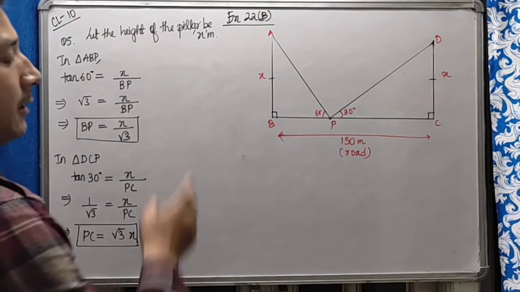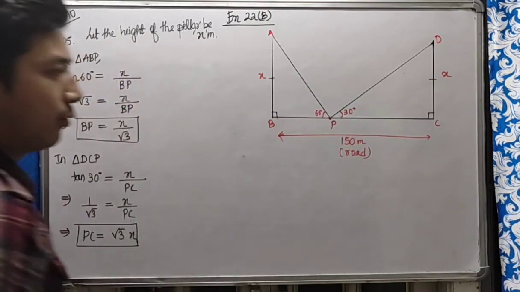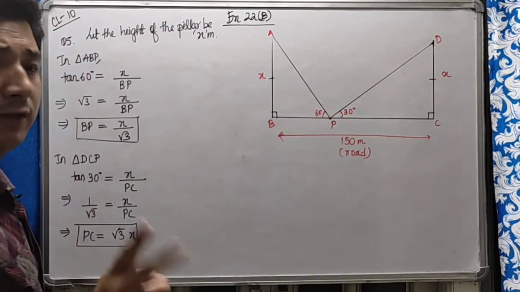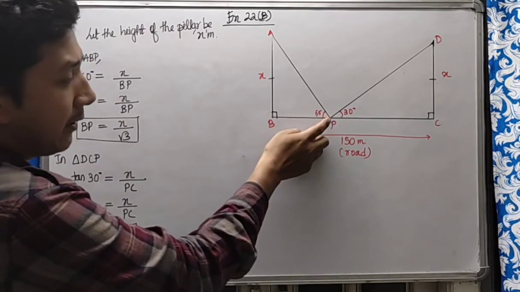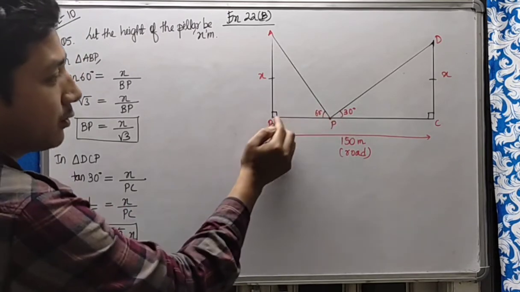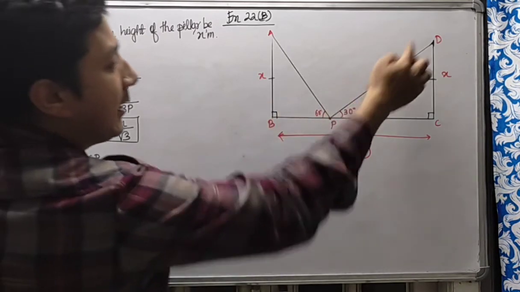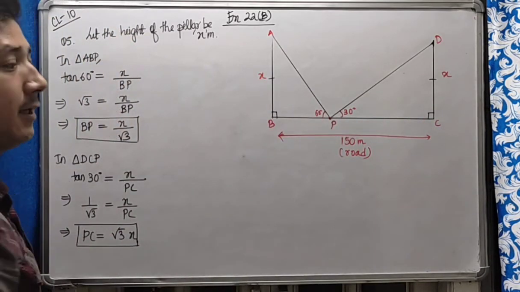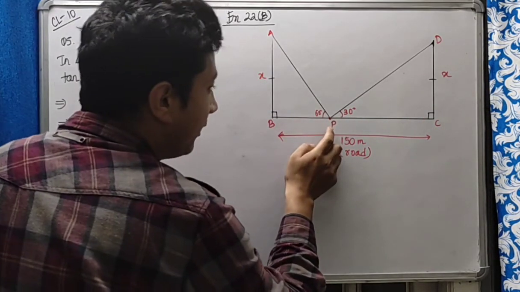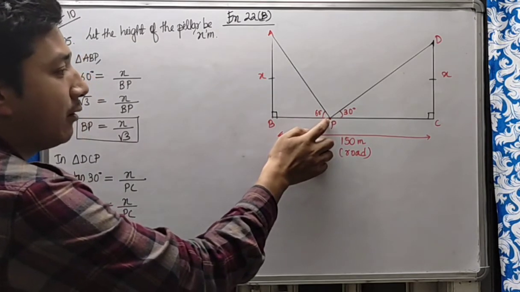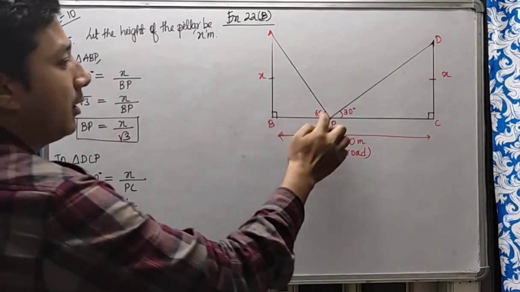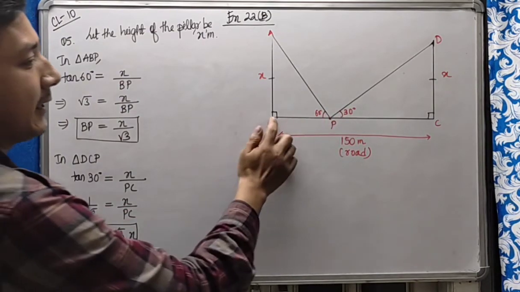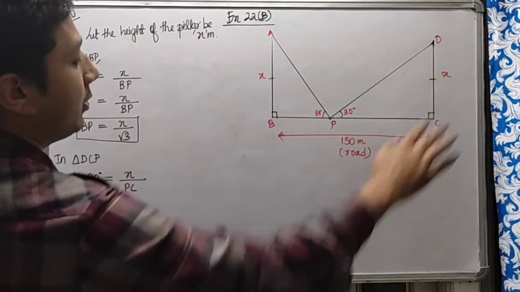Now at any point on the road, there are two angles of elevation. One angle of elevation is 60 degree, so that's why it is closer to 90, and the other is 30 degree, that's why it is far away from 90. Take the point as point P, and from point P you make two angles of elevation to the first pillar and the second pillar. 60, 30, 90, 90, x, x, total is 150.